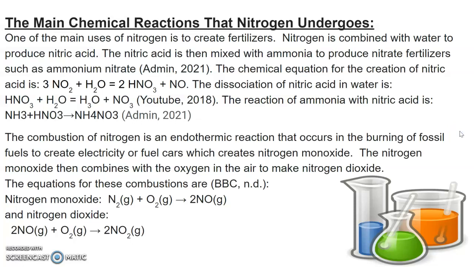The main chemical reactions that we're going to talk about are that nitrogen is used to create fertilizer. It's combined with water to produce nitric acid. The nitric acid is then mixed with ammonia to produce the nitrate fertilizer such as ammonium nitrate. The chemical equations are here.